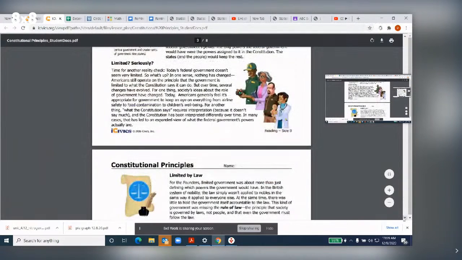All right, time for another reality check. Today's federal government doesn't seem very limited, so what's up? In one sense, nothing has changed. Americans still operate on the principle that government is limited to what the Constitution says it can do, but over time, several changes have evolved. For one thing, society's idea about the role of government has changed. Today, Americans generally feel it's appropriate for the government to keep an eye on everything from airline safety to food contamination and children's well-being. For another thing, what the Constitution says requires interpretation because it doesn't say much. And the Constitution has been interpreted differently over time. In many cases, that has led to an expanded view of what the federal government's powers actually are.